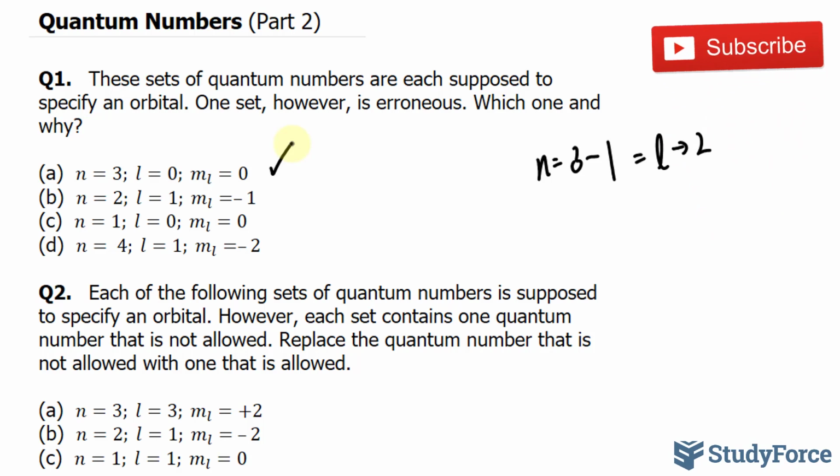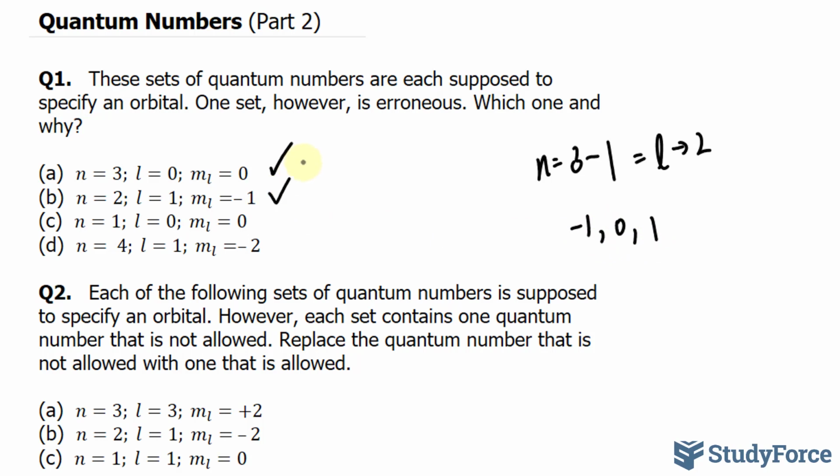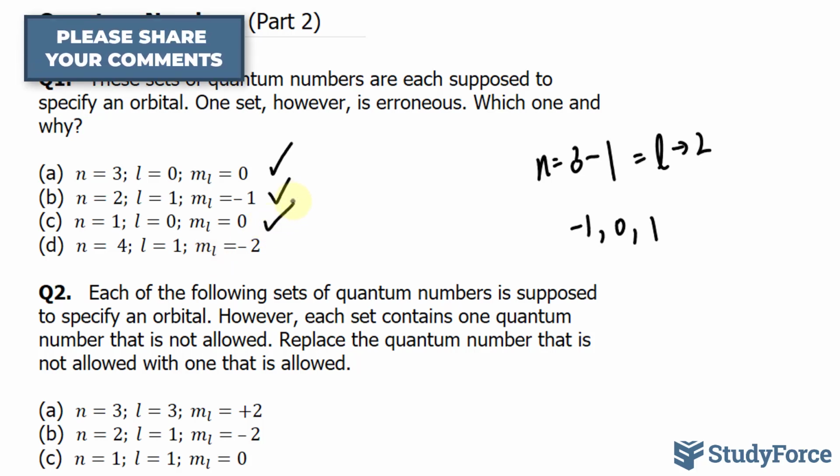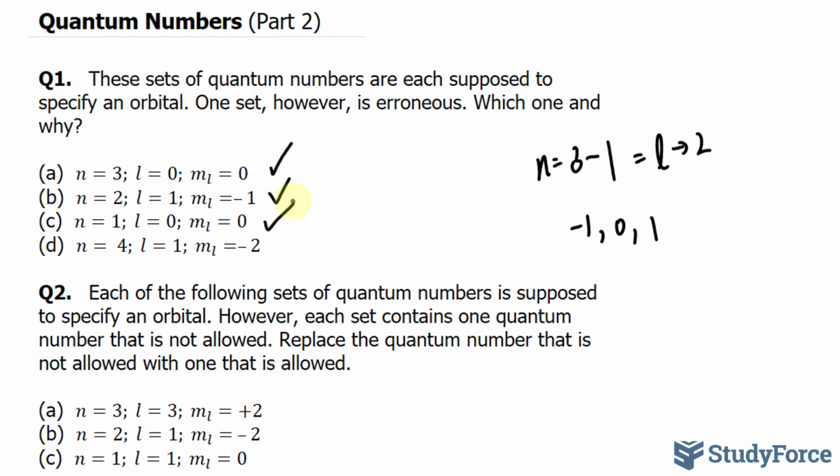In part B, we have n is equal to 2, L is equal to 1. That makes sense. It's possible that L can be equal to 1. And when L is equal to 1, you'll have a magnetic quantum number that's either -1, 0, and 1. So this also makes sense. In question C, n is equal to 1, L is equal to 0. That's possible. And as in question A, you can have an m sub L equal to 0. So therefore we can assume that D is incorrect, and just to be exact, let's learn why.